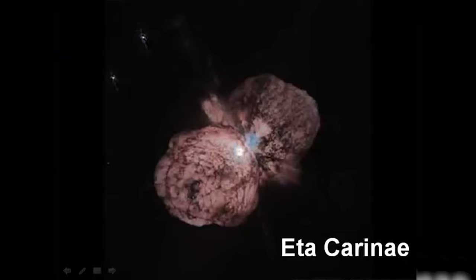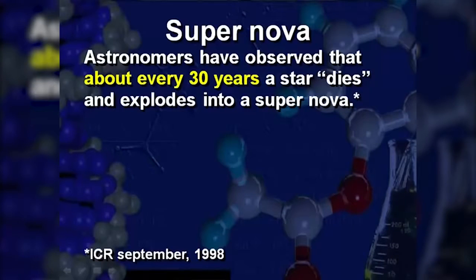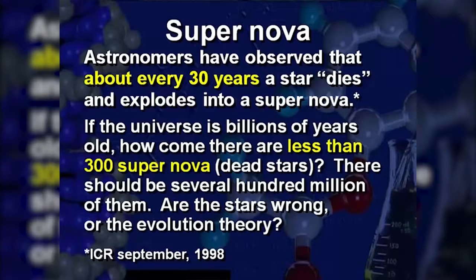When a star blows up, it creates a nova or a supernova. Astronomers have observed that about every 30 years a star dies and explodes into a supernova. There are only about 300 supernovas. Let's see, 300 times 30 equals about 9,000 years. Well, if the universe is billions of years old, how come there are less than 300 supernovas? There should be several hundred million of them. This is evidence that shows that the universe is only thousands of years old, not billions.